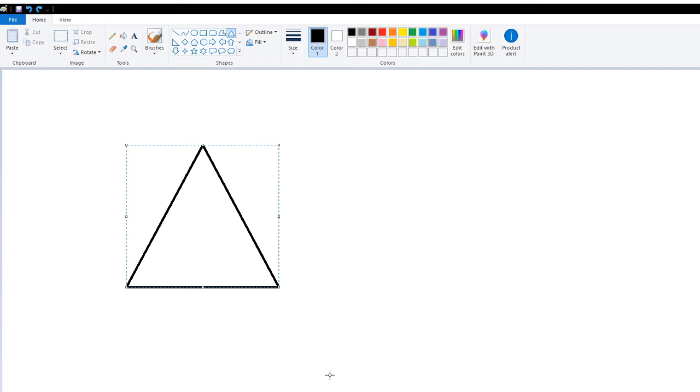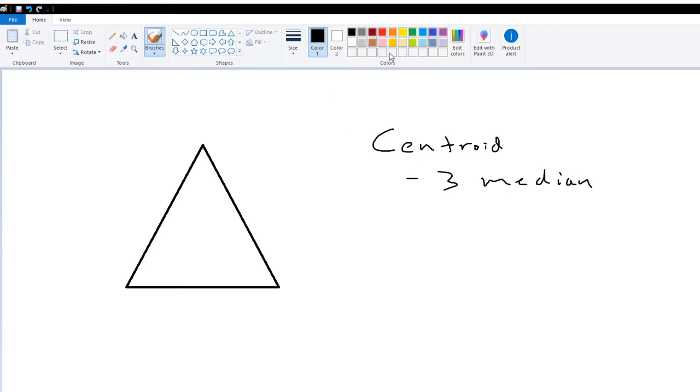Alright students, so today we are going to find the centroid of a triangle, and to find the centroid we need the three medians. And a median basically is when you have a segment from one vertex to the opposite side's midpoint. So to find that median, we would have to first find this midpoint here.